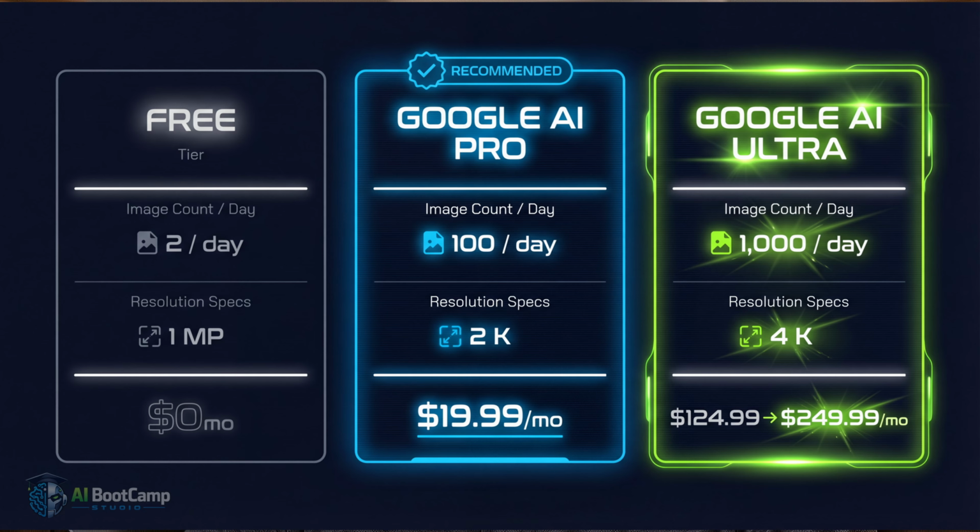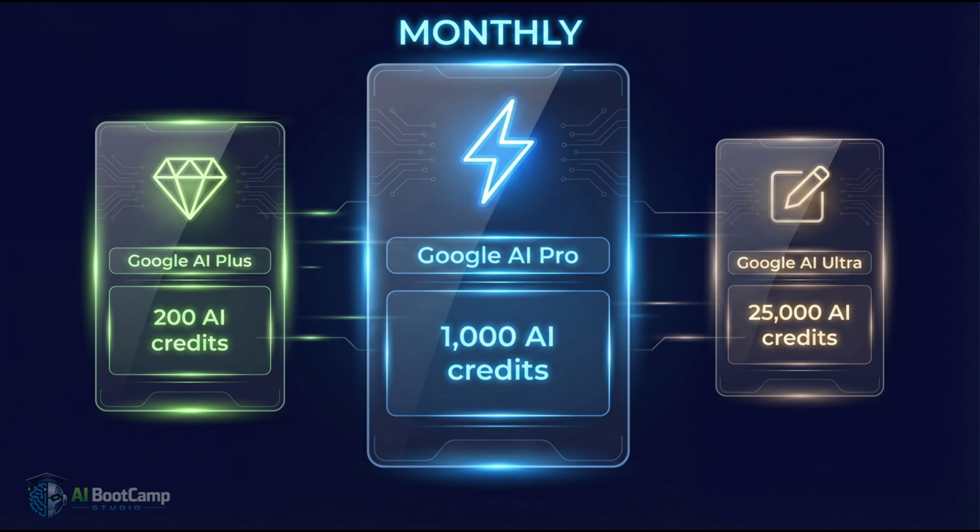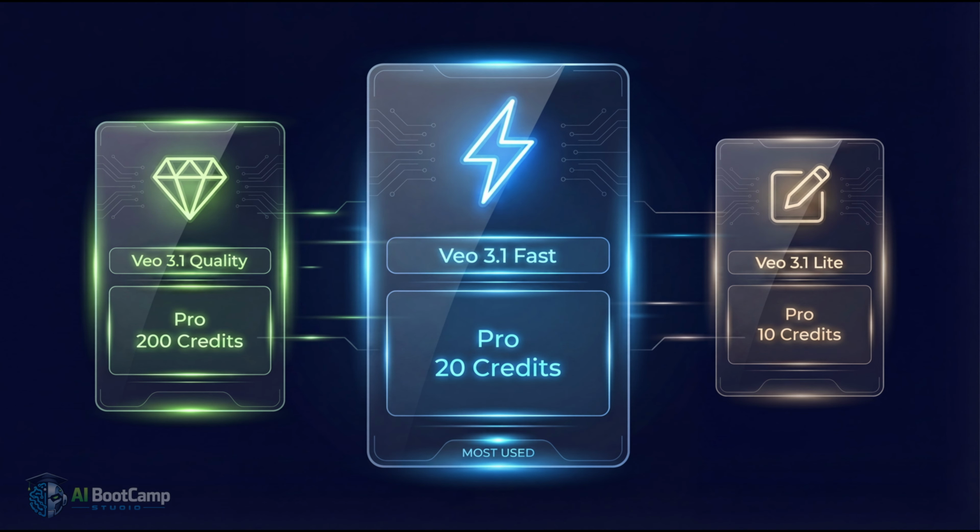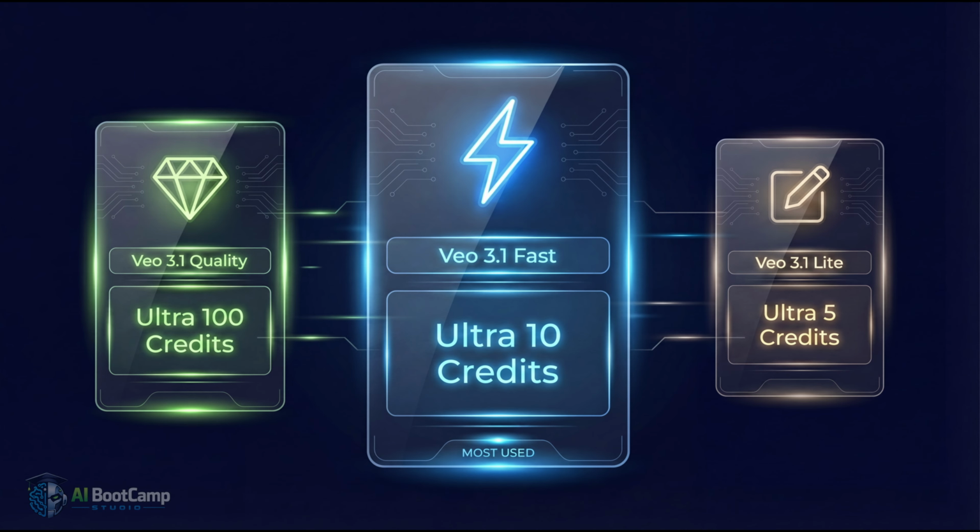The free tier does give you Nano Banana Pro access, technically, 2 images a day, which is enough to know what it can do, but not enough to work with. Pro is where it becomes a real tool. You get 1,000 AI credits for the month, Ultra 25,000. And with Veo 3.1 Lite, that can be as low as 10 credits for each 8-second generation. And for creators on the Ultra plan, you can create videos and images basically for free.